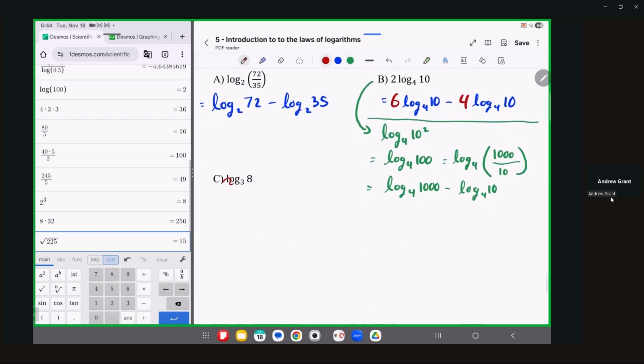Lastly, but not leastly, what about log base 3 of 8? So what 2 numbers divide to give you 8? I'm taking 16 and 2. So you could write this as log base 3 of 16 divided by 2, which becomes log base 3 of 16 minus log base 3 of 2. So again, decent practice.